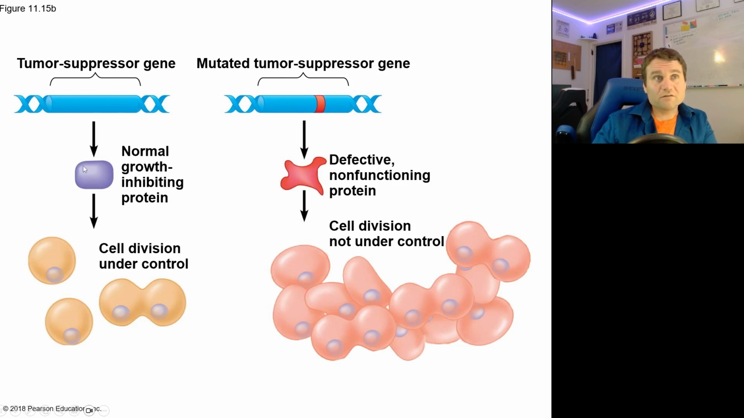Tumor suppressor genes are genes that create proteins that inhibit excessive growth. So this is a normal growth-inhibiting protein, and it prevents cells from dividing out of control. But if we get a mutation in that tumor suppressor gene, then it's not inhibiting any cell division, which can then cause these cells to divide over and over and over again, creating, again, cancer. So proto-oncogenes and tumor suppressor genes can get mutations which then lead to cancer.